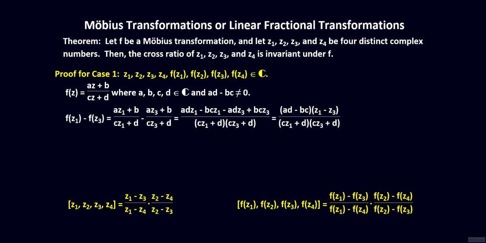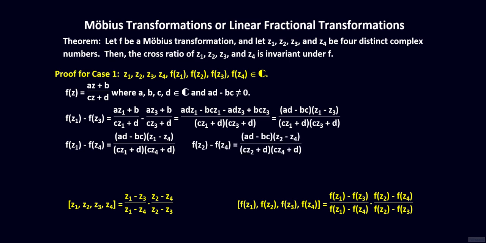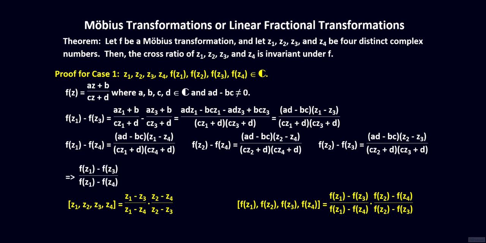We obtain similar expressions for f of z sub 1 minus f of z sub 4, f of z sub 2 minus f of z sub 4, and f of z sub 2 minus f of z sub 3. And so dividing f of z sub 1 minus f of z sub 3 by f of z sub 1 minus f of z sub 4, ad minus bc being non-zero cancels out. z sub 1 minus z sub 3 should end up in the numerator. z sub 1 minus z sub 4 should end up in the denominator.